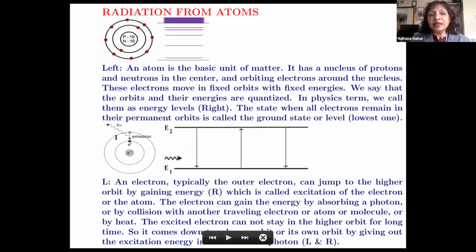But it cannot stay in the excited state for a long time. It has to come down, either to a lower orbit or its own orbit. So when it comes down, what happens to the extra energy it had? It will give out that extra energy in terms of a photon. And that's the photon that we detect through a telescope to study the atom.